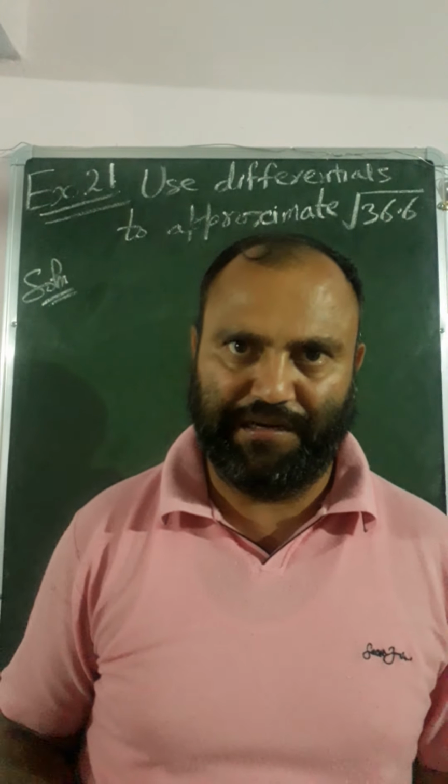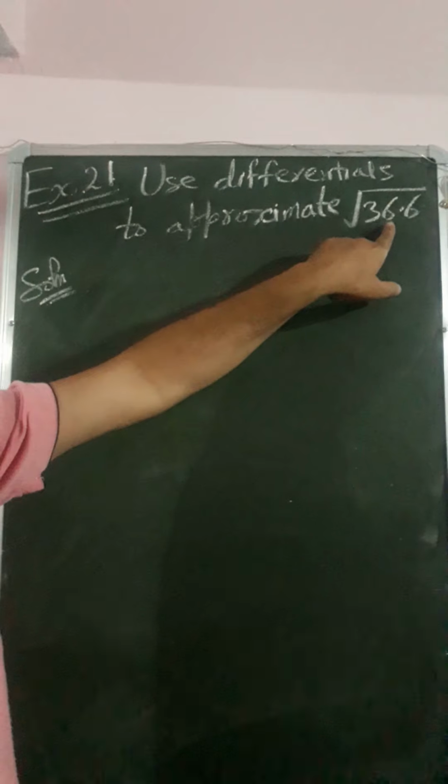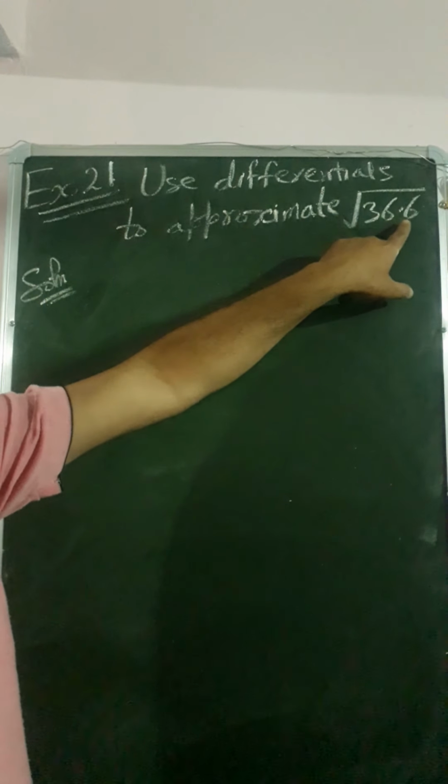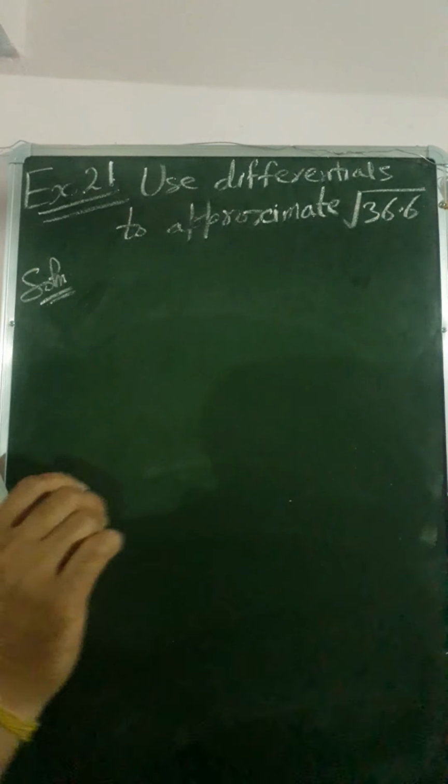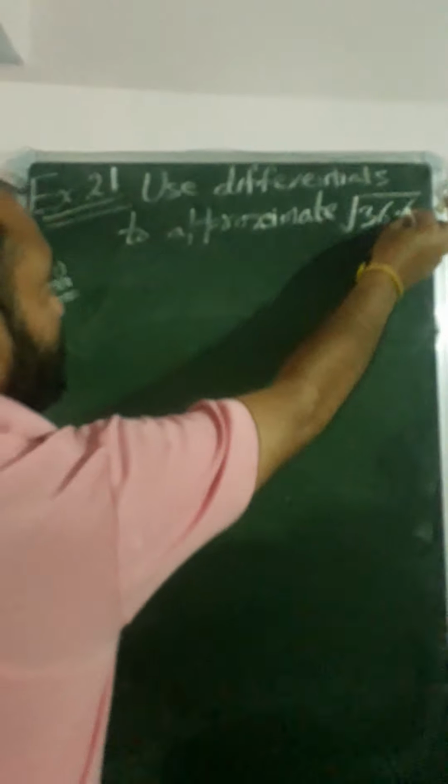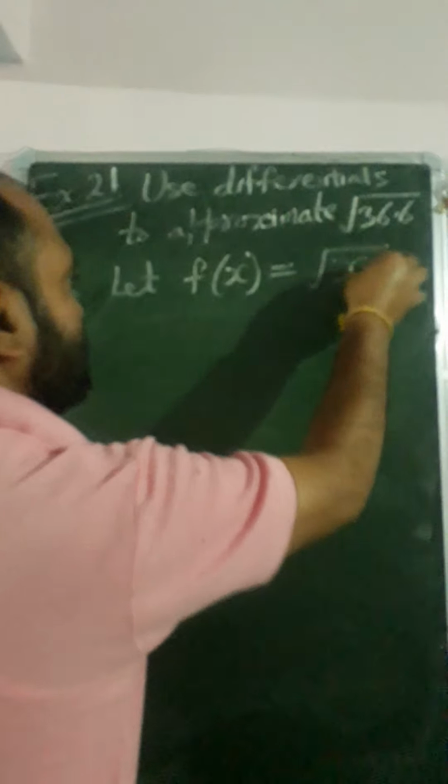Okay, let us take example number 21. Use differentials to approximate root 36.6. Let us solve this. Before solving these types of questions, you have to know that this is a square root function. So you have to take, let f x is equal to root of x.